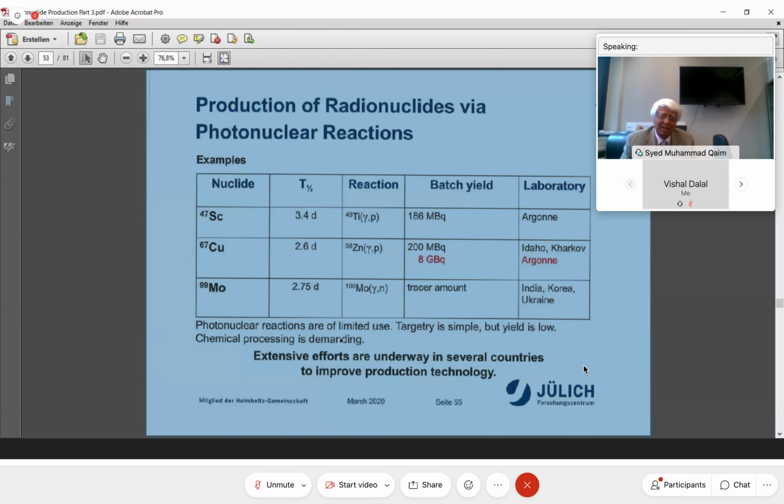Another limitation is that photonuclear reactions cannot be used for everything. They can be used only for a few therapeutic radionuclides, and either the gamma-P reaction or the gamma-N reaction is used. Other reactions are not possible. Still, for some of these special radionuclides, especially these three which I have written here, scandium-47, copper-67, and technetium-99, the photon-induced reactions appear to have some promise and work is going on.